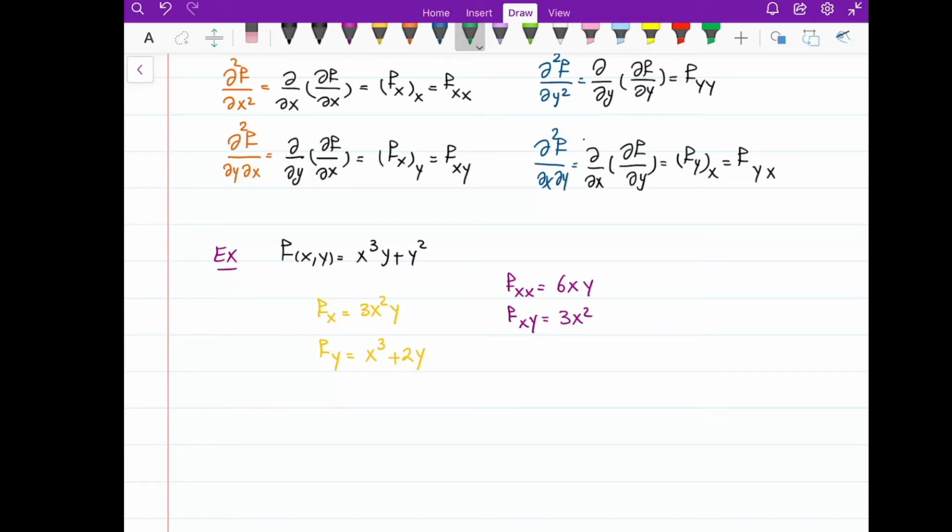How about fyy? Just the second partial derivative of this function with respect to y. I just assume that this is a constant, 0. Derivative of that with respect to y, just 2. Fyx, I just take derivative of that with respect to x, so I get 3x squared. You may notice that this one and that one, they're the same. Is it a coincidence, or is this a general case?